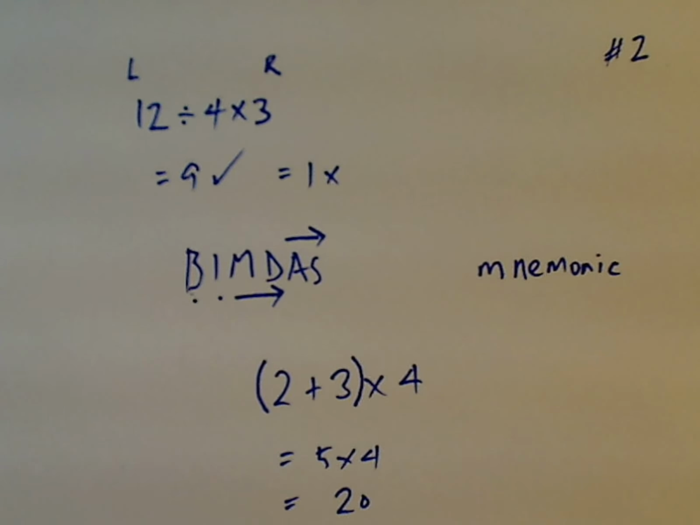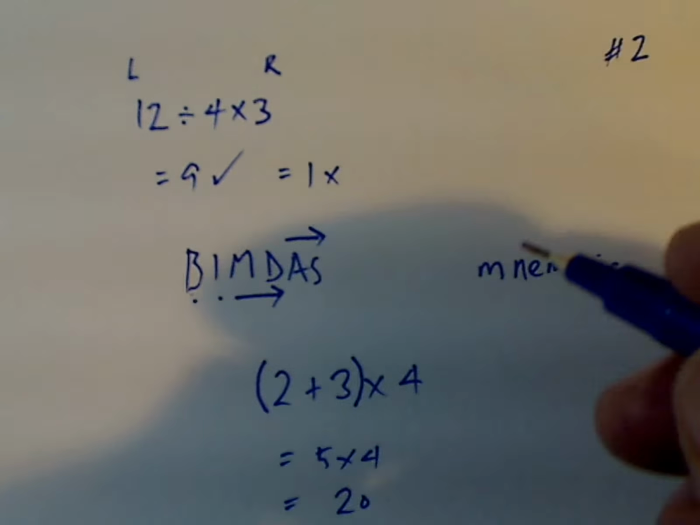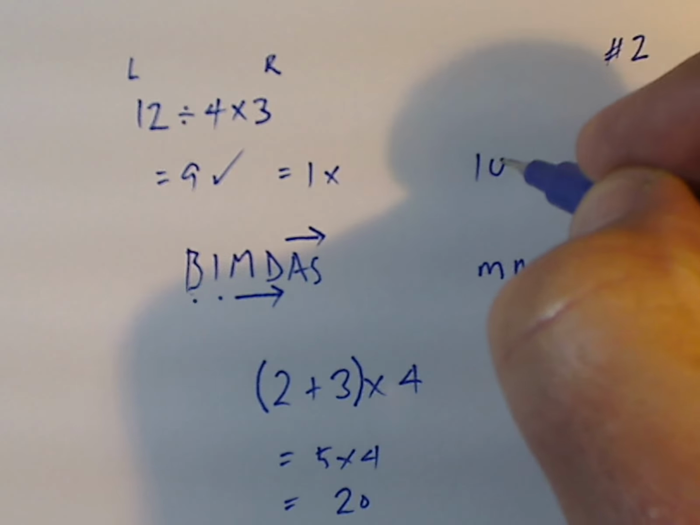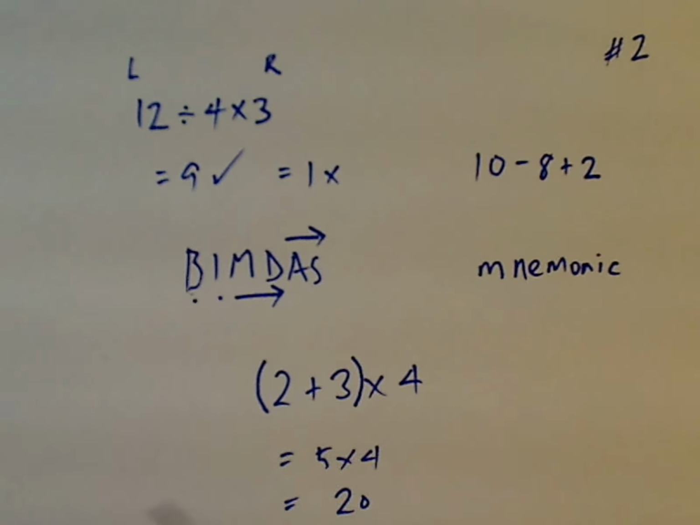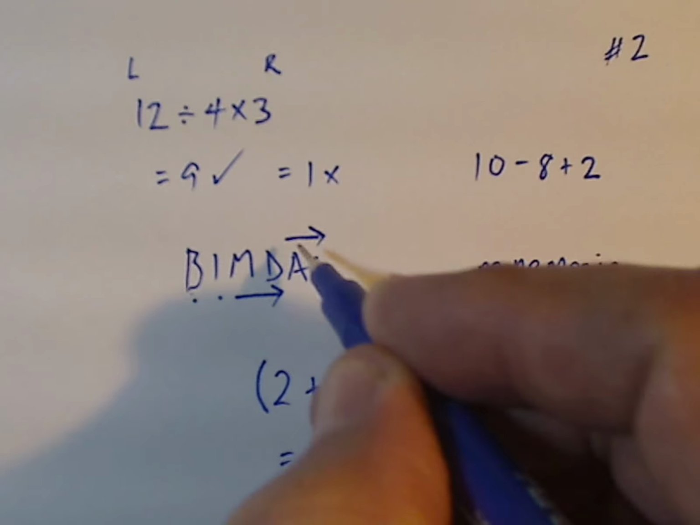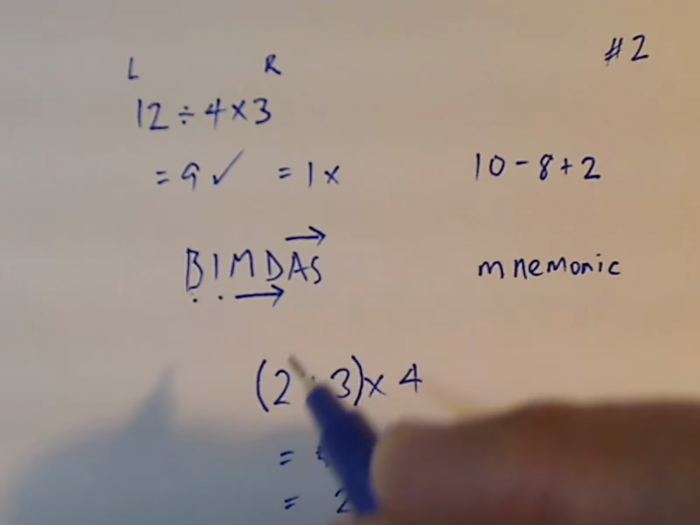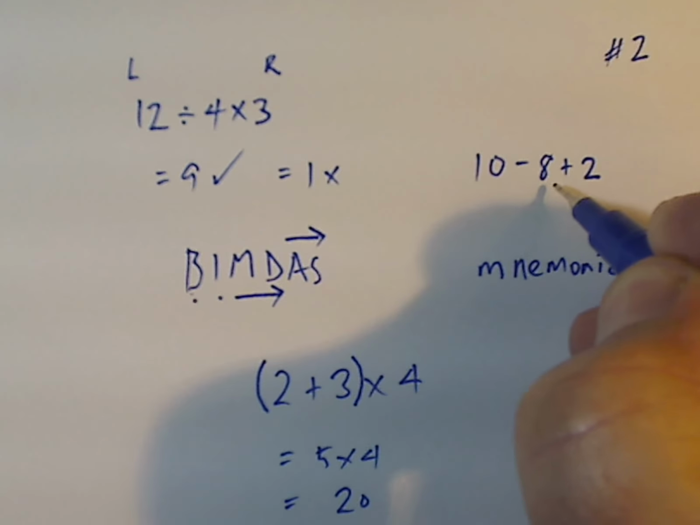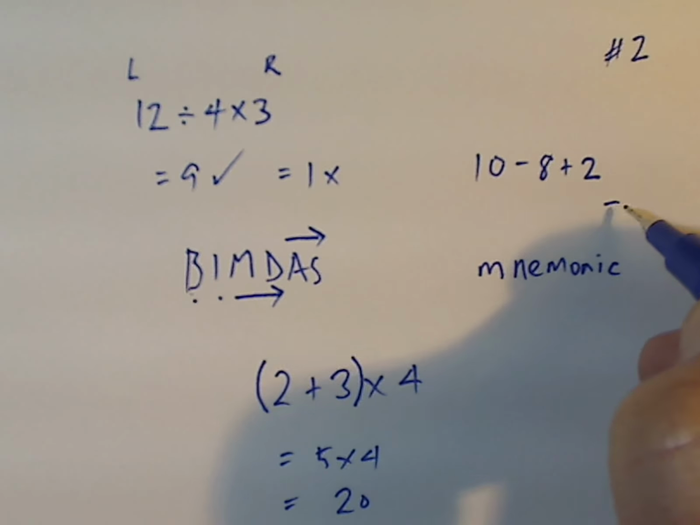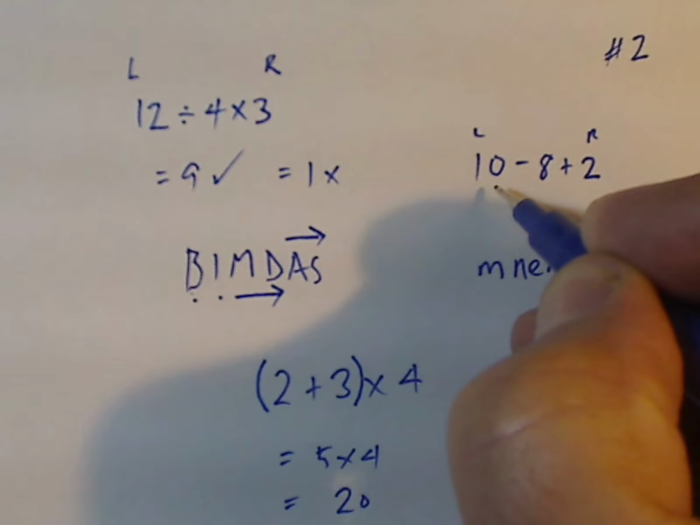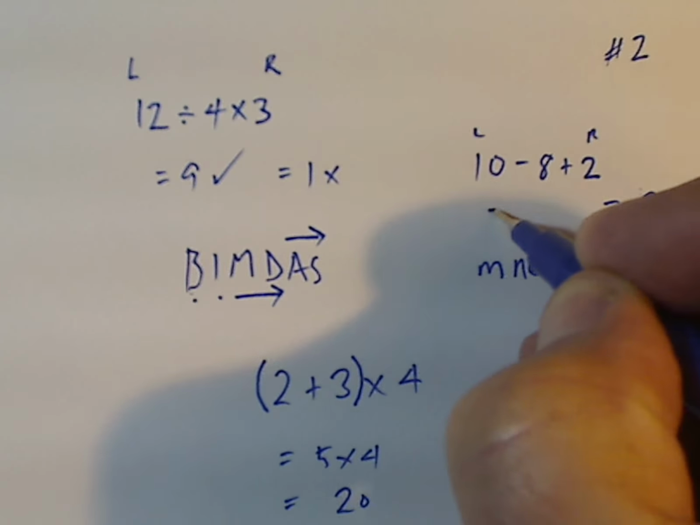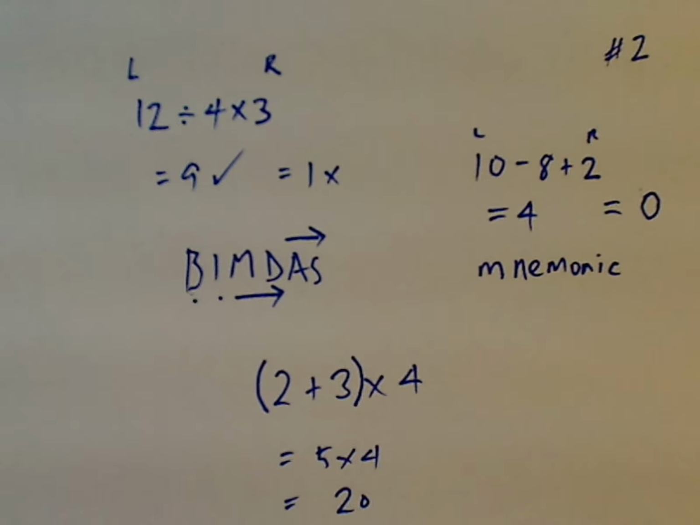Now the same thing applies with addition and subtraction. So if, for example, we have 10 minus 8 plus 2, and then we look at our BIMDAS and forget about the bit up the top, left to right, and we say, well, we've got to do addition before subtraction, we'd have 10 take away 10 is 0. Whereas if we work left to right, 10 take away 8 is 2, plus 2 is 4. And once again, we have that problem. We have two different answers for the one simple mathematical expression.